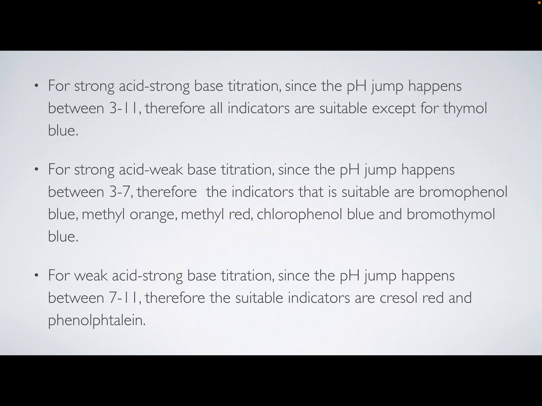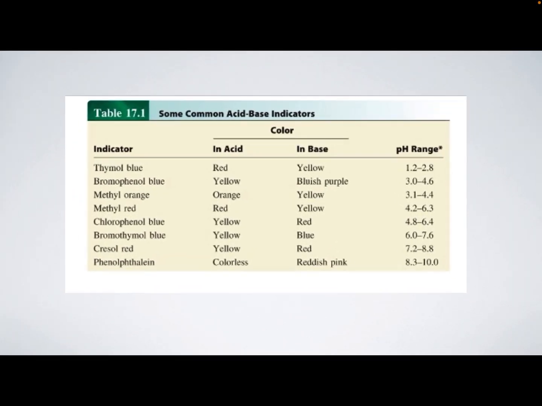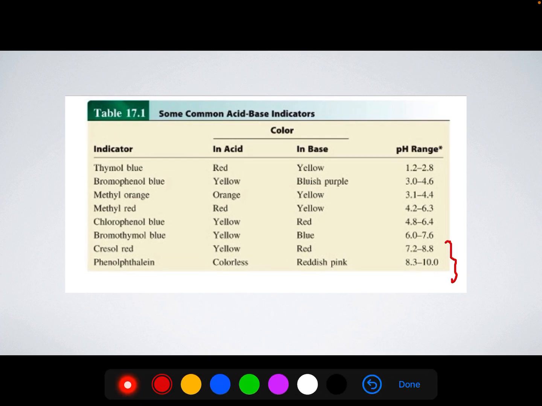Okay, and then last one. For weak acid strong base titration, since pH jump happens between 7 to 11, therefore the suitable indicators are cresol red and phenolphthalein. So kita tengok balik betul ke tidak. Okay, we have pH range between 7 to 11. That means perubahan warna tu mesti berlaku in between 7 to 11 lah. So yang dalam range 7 to 11 ialah kita punya cresol red and phenolphthalein. So that is the indicator suitable for the reaction.